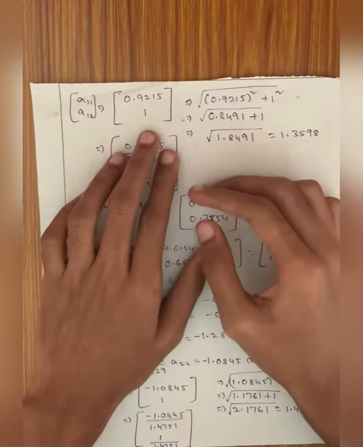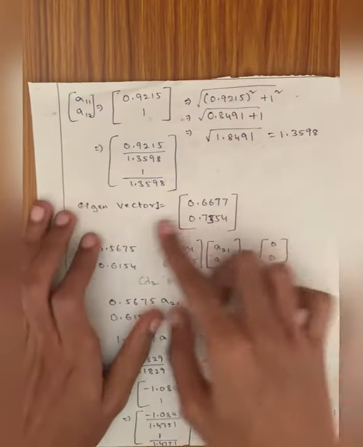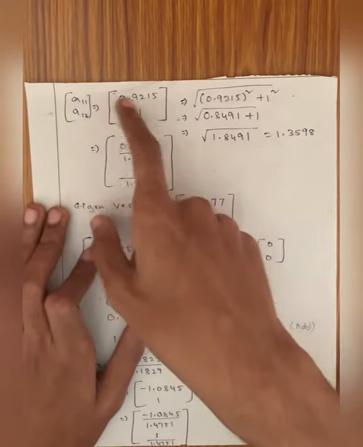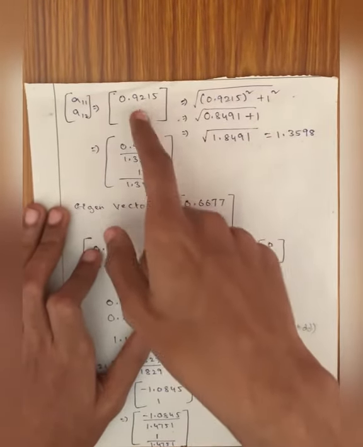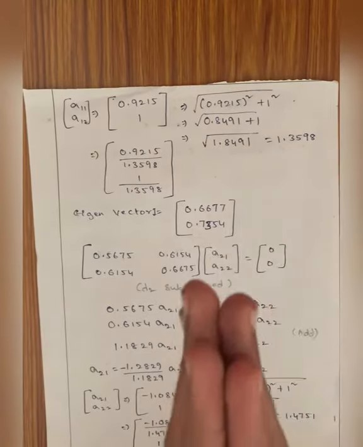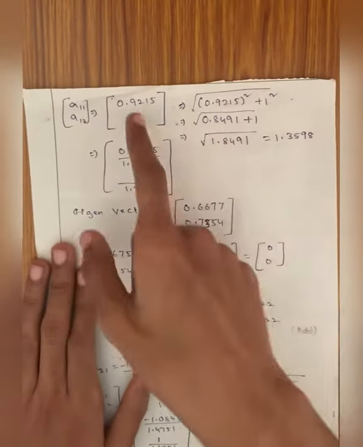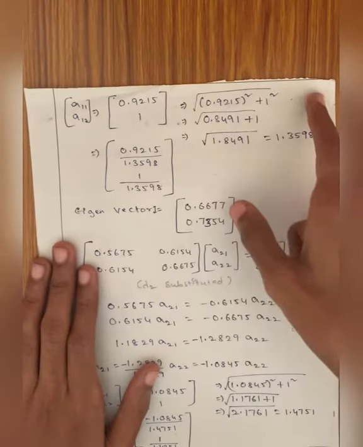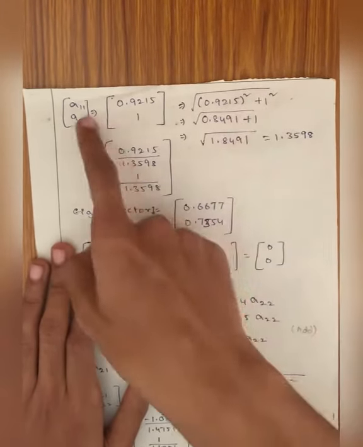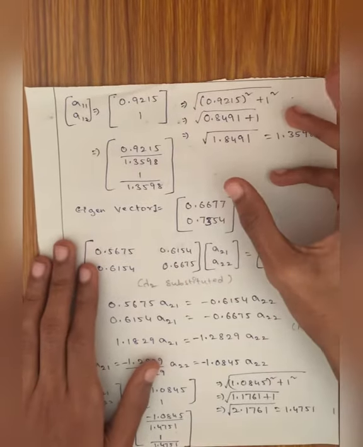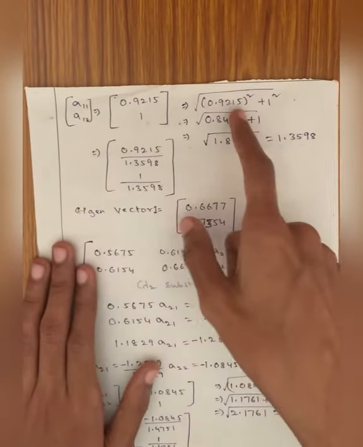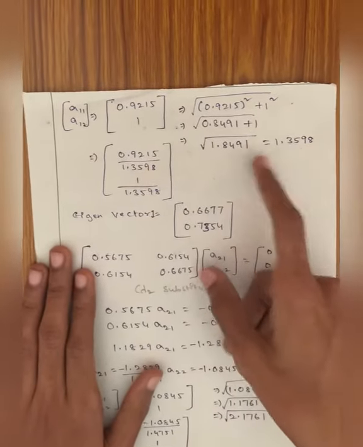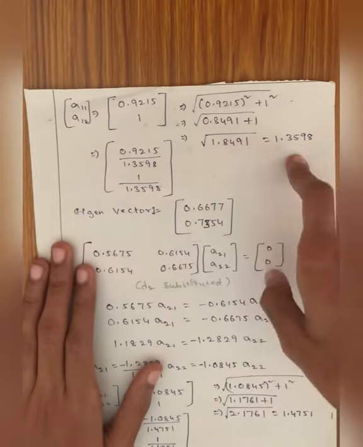So here, to find the final eigenvector value, we are taking the square root of A11 square plus A12 square. I repeat, we are taking the square root of A11 square plus A12 square. So this is an important step. After calculating the root of A11 square plus A12 square, we will finally get root of 1.8491. So the final value after taking the square root, we will get 1.35.